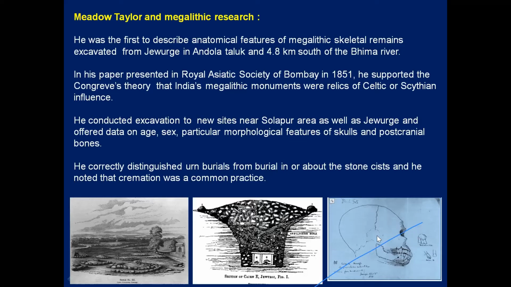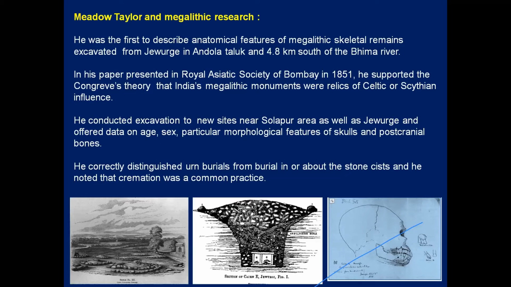And this is the first case where a little bit of prognathism has been described here, and he tried to describe the morphology of the skulls. He presented that paper in 1851. And he said that these megalithic monuments were the relics of Celtic and Scythian influence. And he correctly distinguished.